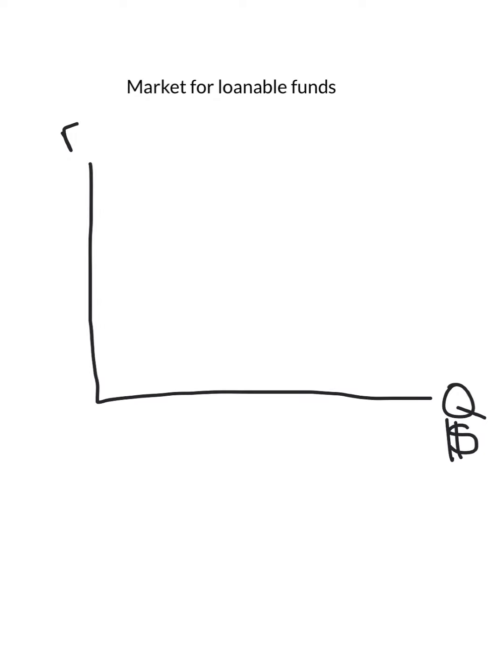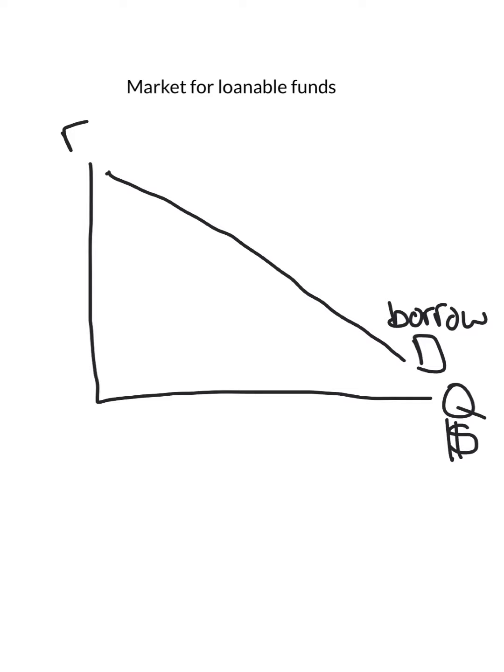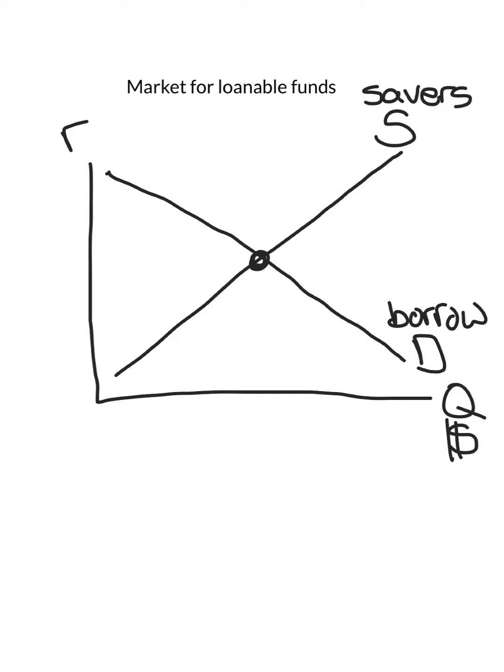On the other side of the market are the suppliers of loanable funds, who we can think of as all the savers in the economy. For them, the interest rate represents the return on supplying loanable funds, the return on putting savings into your savings account, for instance. And so there's a positive relationship between the interest rate and the amount that's being supplied. So these are the savers. And the interaction of borrowers and savers in this market is going to lead to our equilibrium interest rate and equilibrium quantity of loans made.